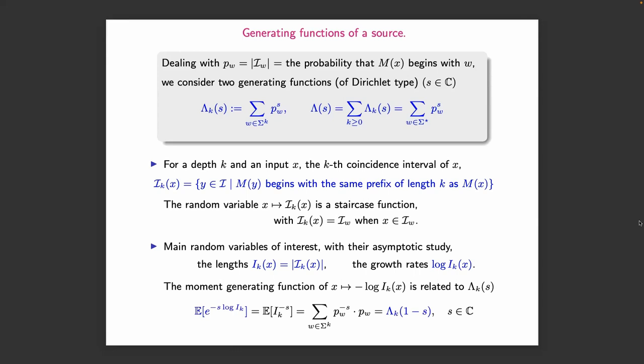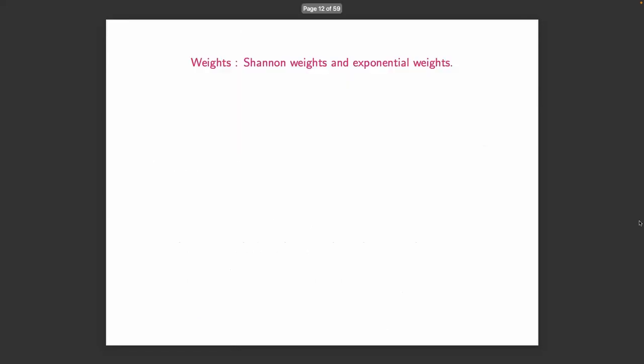And for instance, this part will be very important in the following. When I consider the moment generating function of minus log of the probability, it is related to lambda sub k. Why? Because it's a simple computation. Then when w belongs to sigma to the k, we get here the length of the interval. So we obtain lambda sub k of one minus s.